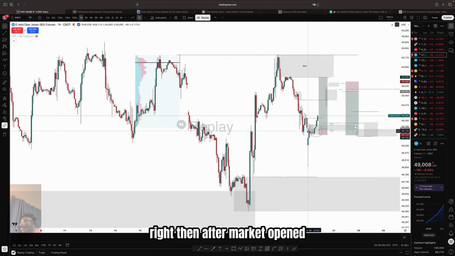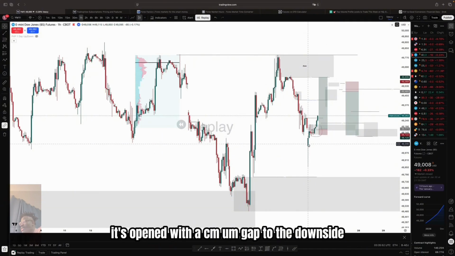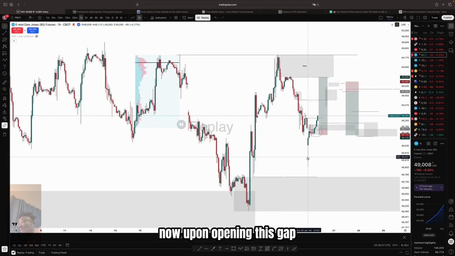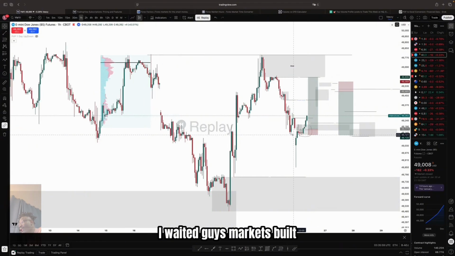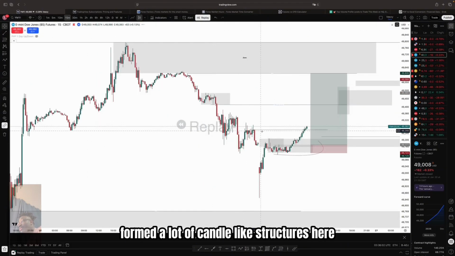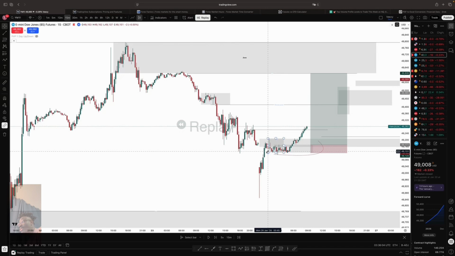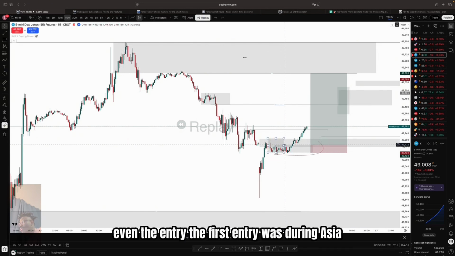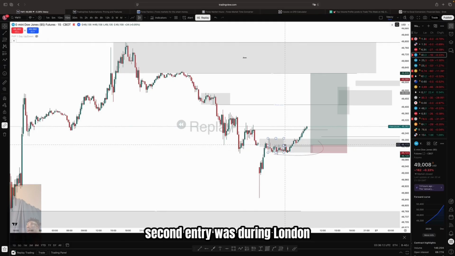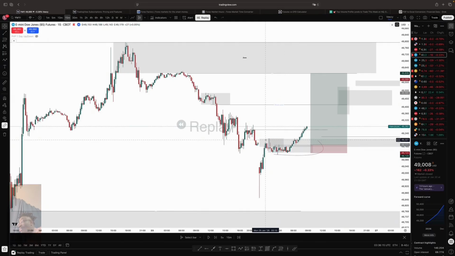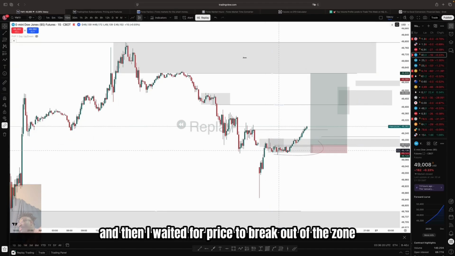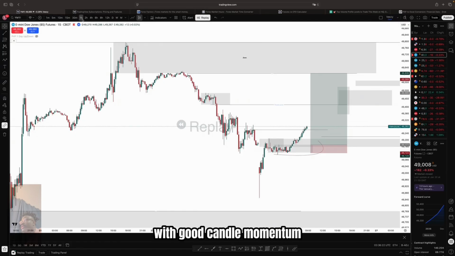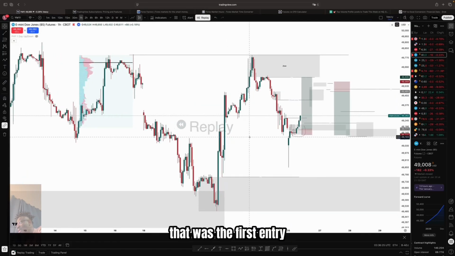right? Then after market opened, it opened with a CME gap to the downside. Now upon opening this gap, I waited, right? The market built and formed a lot of candle-like structures here. I marked this consolidation. They all happened during Asia session. Even the first entry was during Asia, the second entry was during London. So I marked this consolidation, and then I waited for price to break out of this zone with good candle momentum. That was the first entry.